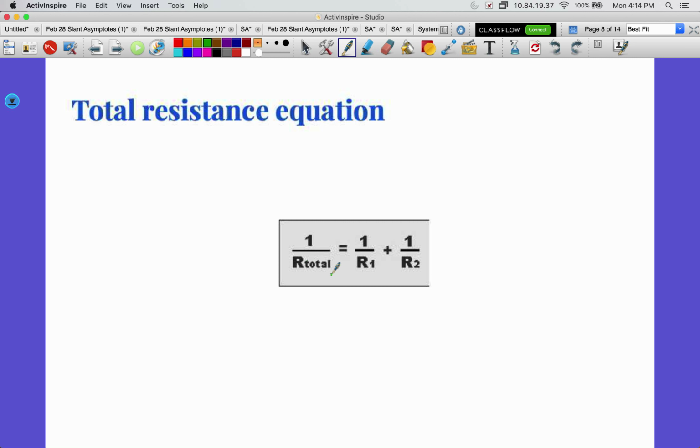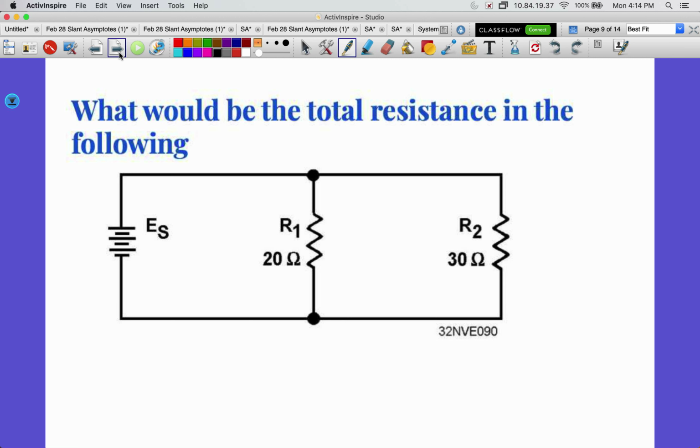1 over the total resistance equals 1 over the resistance of the first resistor plus 1 over the resistance of the second resistor, and you can just keep adding 1 over R sub whatever for however many resistors you want to put in parallel. But the more you put in parallel, the more it will lower the total resistance. So if you're really trying to fine tune it, you might use multiple resistors in parallel to target a very specific total resistance.